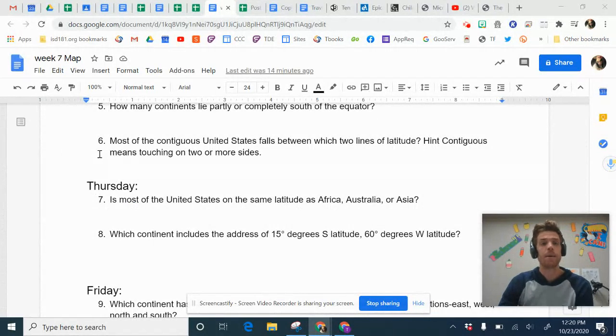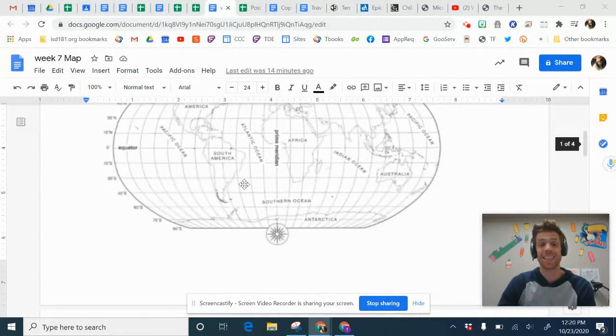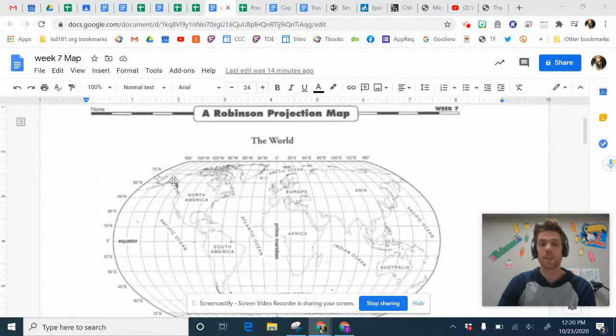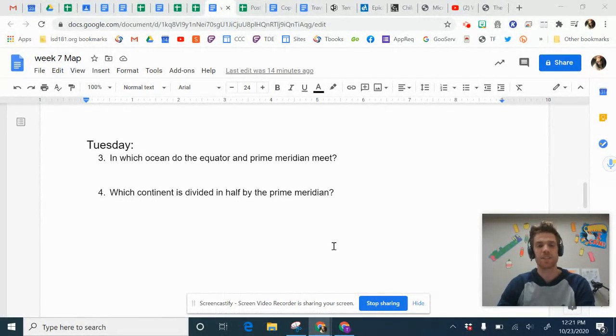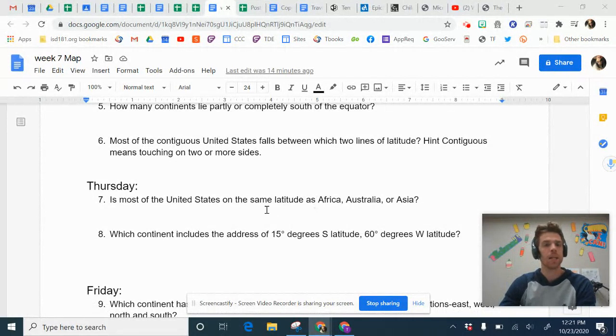That's a tricky one. Number 6, most of the contiguous United States falls between which two lines of latitude? So you're going to find the two lines of latitude which the United States falls between. Please know that contiguous means the states are touching. So we don't count Alaska and we don't count Hawaii because they are not touching any other state in our great country. So here is the United States. Find where we would fall on the map right there.